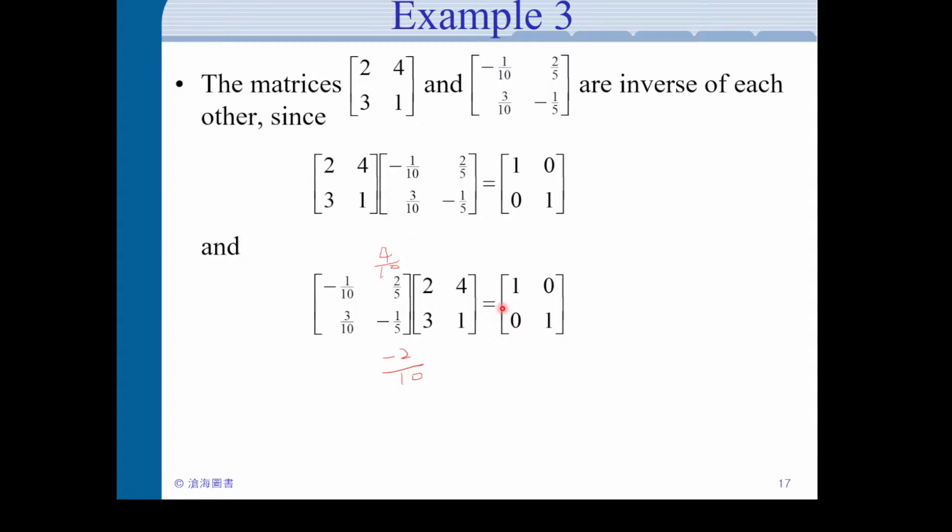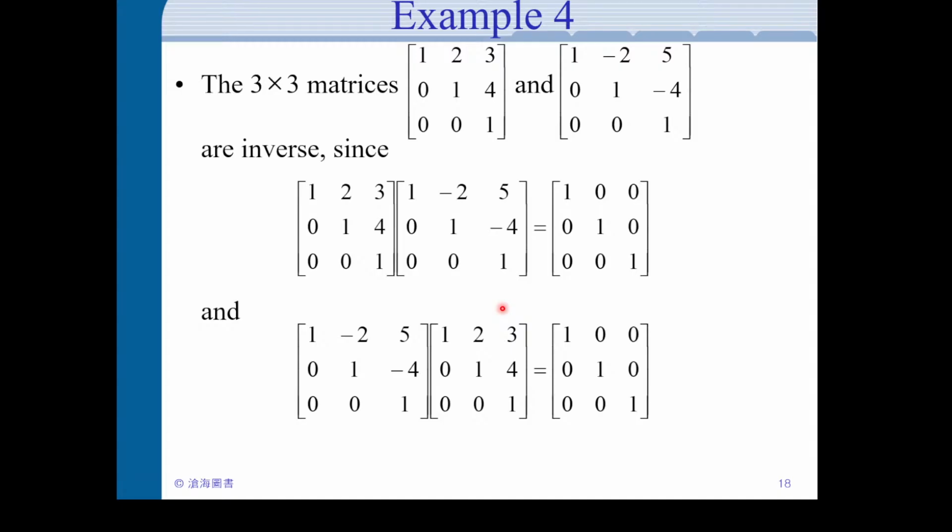Excuse me. And we have more examples. You can try all the matrix multiplications yourself. And this matrix has this matrix as its inverse, and whether you multiply by right or by left, it is all giving you the identity matrix.